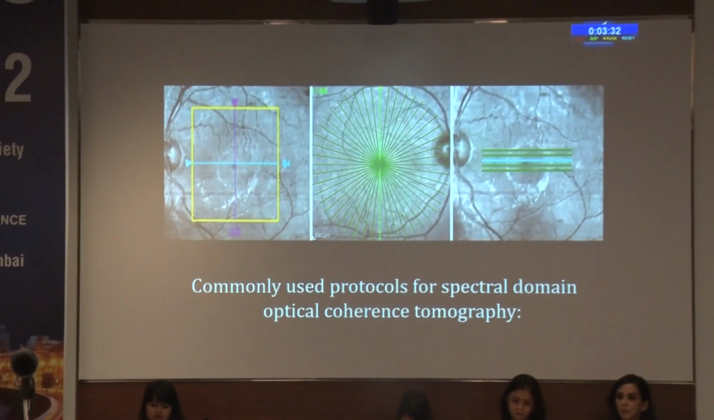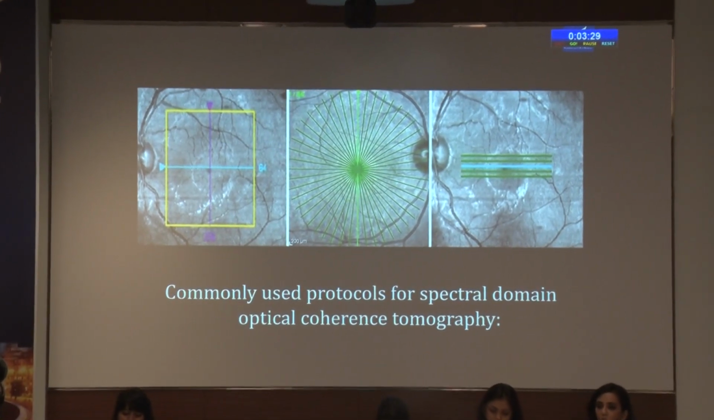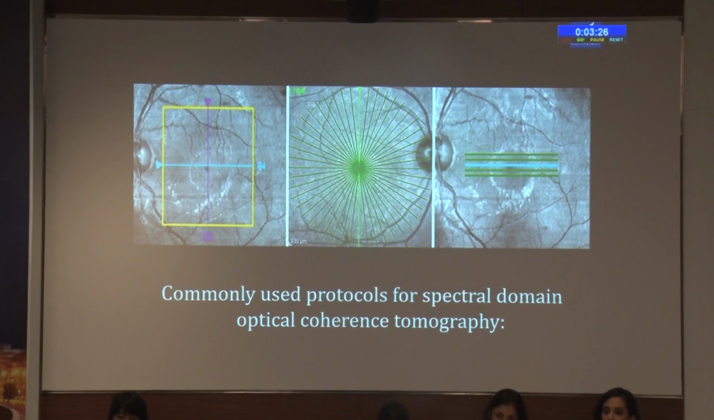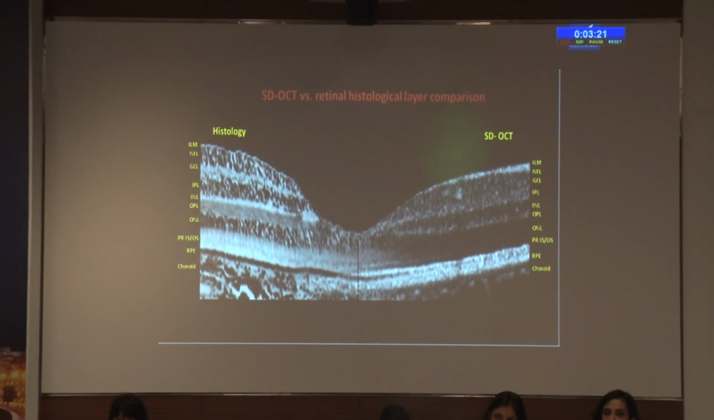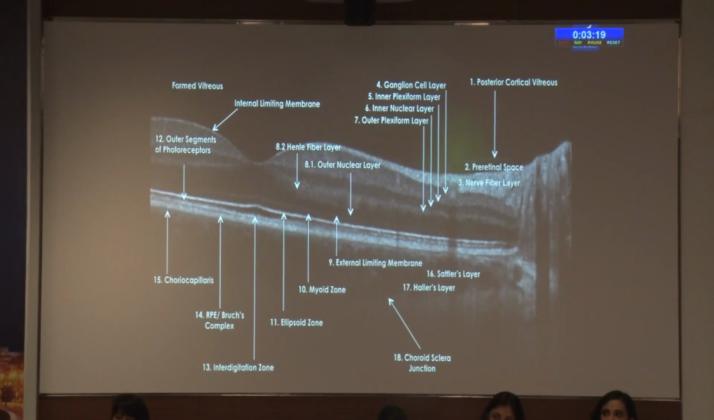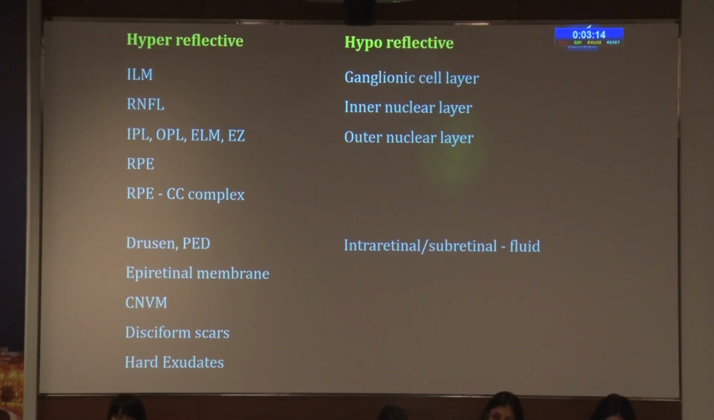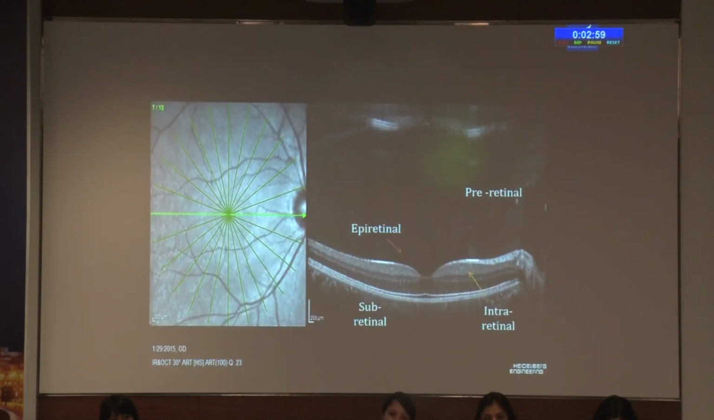So these are the commonly used protocols. You can do a 3D macular scan, a volume scan, or to gain more sections through the fovea, you can do multiple radial raster scans, or you can focus on the areas where there is a pathology and do a line raster scan. So OCT provides this live histology. We all know the layers of the macula, so I'll not delve into that. We all know these are the hypo and hyperreflective areas. The common pathologies that one should pick up are drusen, PEDs, ERMs, CNVMs and disciform scars, which all appear hyperreflective on the OCT, while intraretinal or subretinal fluid will appear hyporeflective.